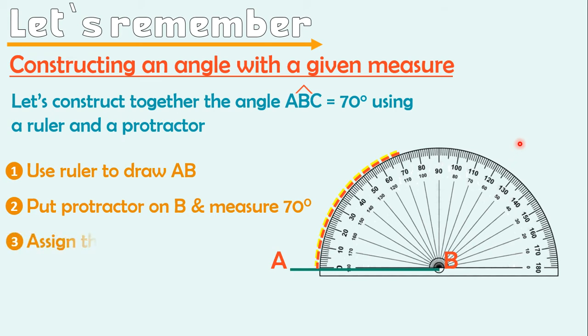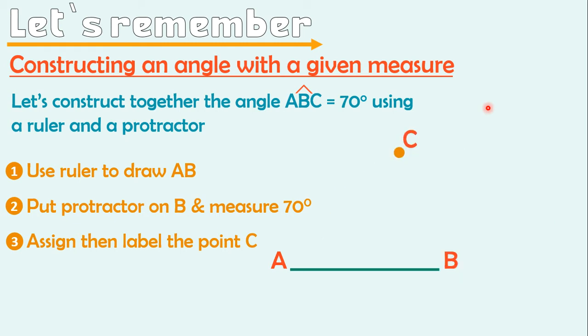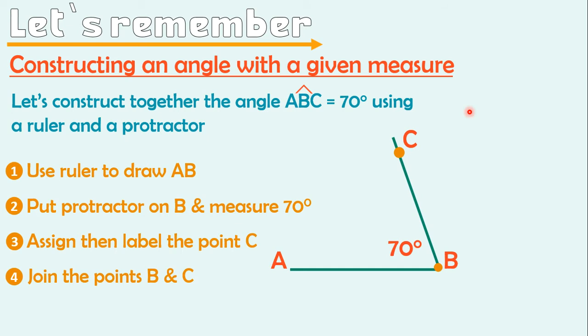Step 3, we mark at 70 and then label the point C like this. Now we join the points B and C in this way. So we got the angle ABC, which measures 70 degrees.